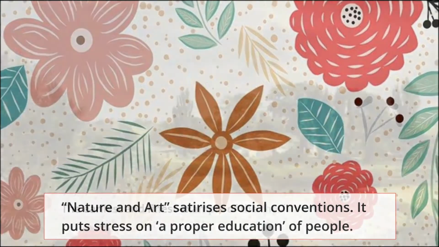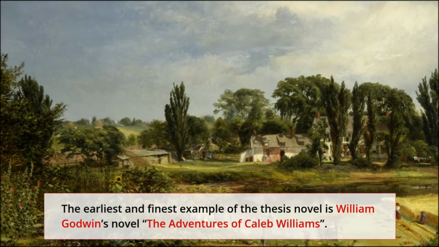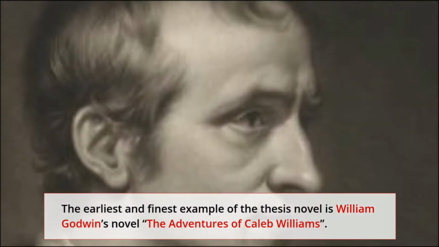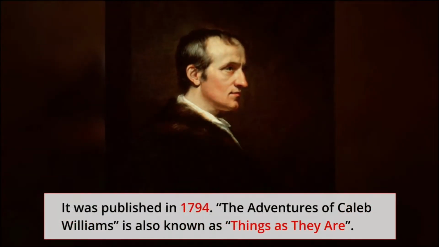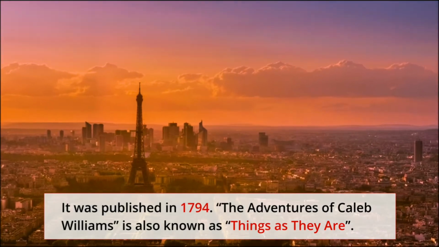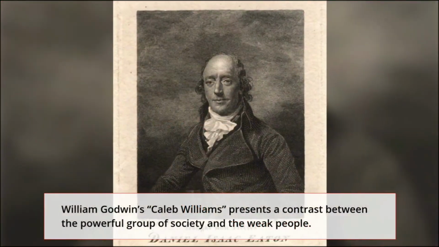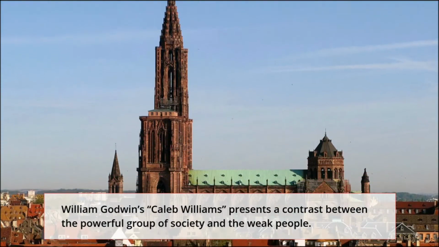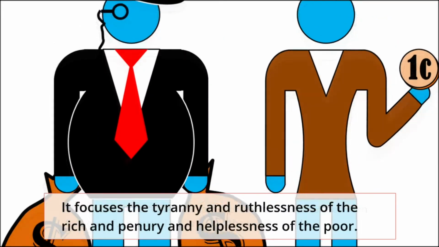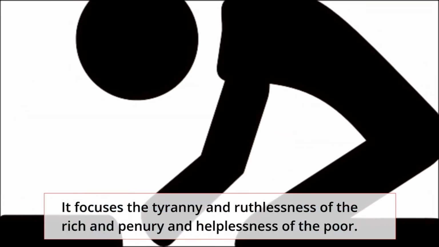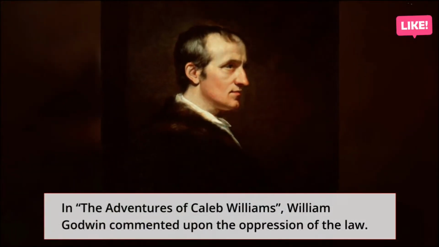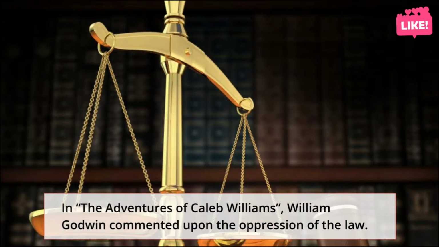The earliest and finest example of the thesis novel is William Godwin's novel The Adventures of Caleb Williams. It was published in 1794. The Adventures of Caleb Williams is also known as Things as They Are. William Godwin's Caleb Williams presents a contrast between the powerful group of society and the weak people. It focuses on the tyranny and ruthlessness of the rich and the penury and helplessness of the poor. In The Adventures of Caleb Williams, William Godwin commented upon the oppression of the law.